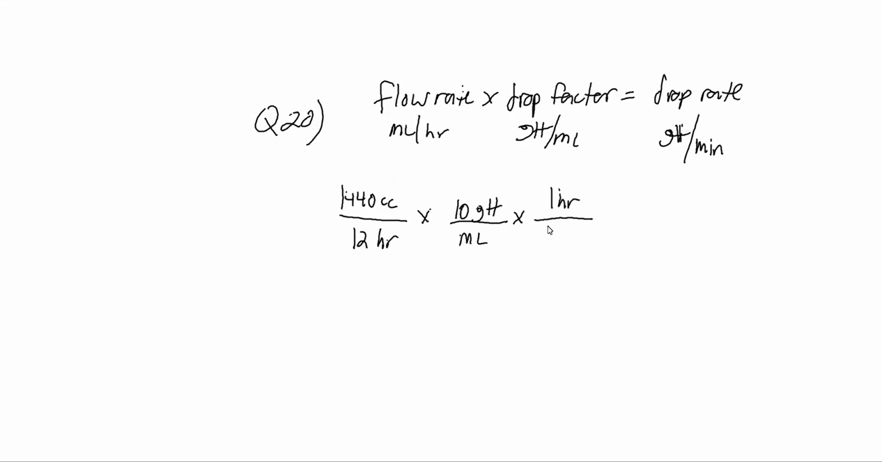1 hour, 60 minutes. One way that this is also done is you could do a side step here and just do 60 times 12 and you'll get 720 minutes. And so you could just substitute the 720 minutes for the 12 hours and then you don't have to worry about that last conversion step. So there's no one way to do that, okay? And then your answer will just be the 20 drops per minute.